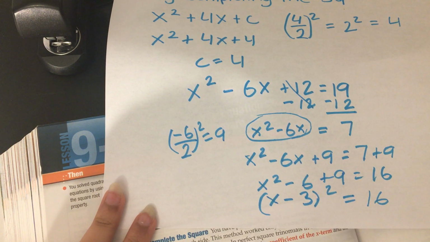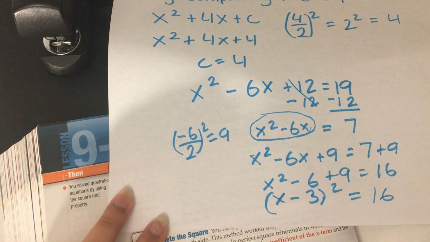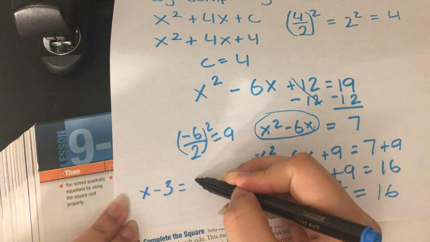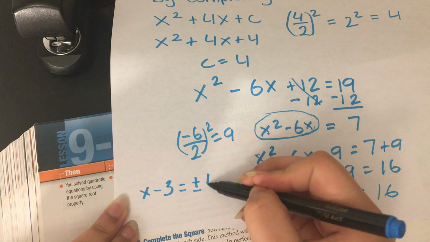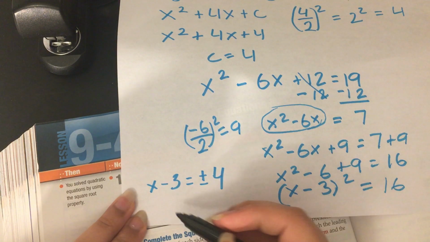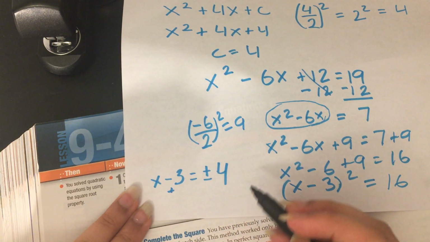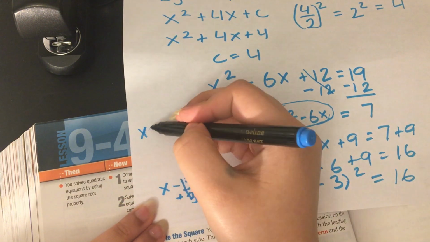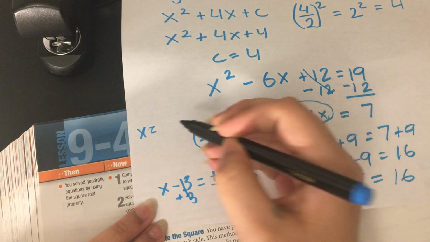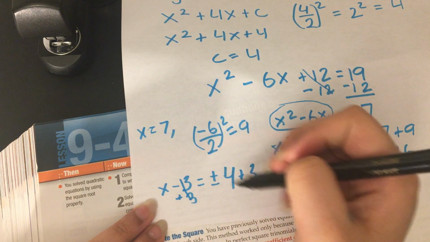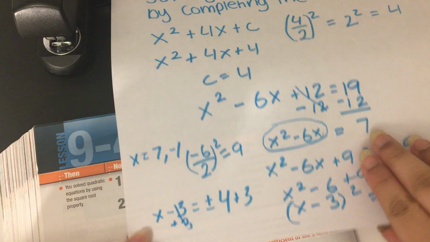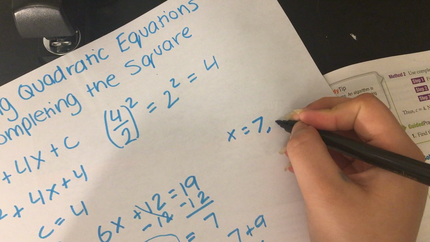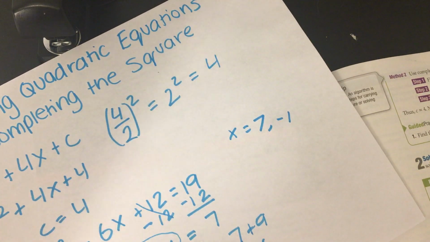So now, what we want to do is find the square root of each side. So that's going to be x minus 3 is equal to the square root of 16, which is either plus or minus 4. And now we solve normally. There are obviously 2 solutions to this equation. So if we add 3 to the other side, x can either equal 4 plus 3, which is 7, or negative 4 plus 3, which is negative 1. So our 2 answers are either x is equal to 7 or negative 1. And there, that is how you complete the square.